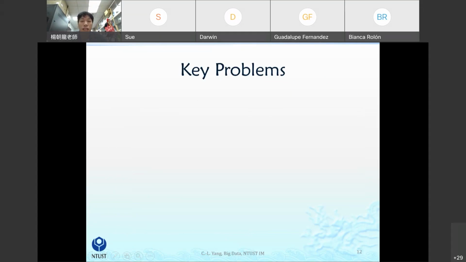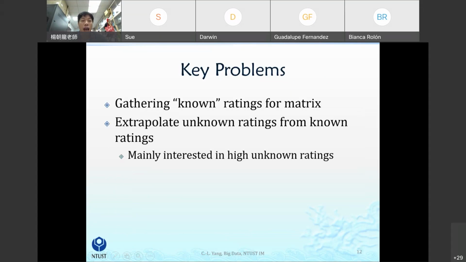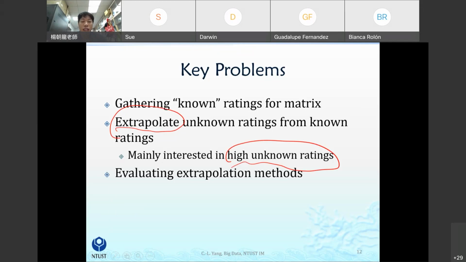So what are the key problems here? First, you want to get the unknown ratings for the matrix. The matrix is mostly empty, and you want to extrapolate the unknown ratings from the known ratings. That is why we need some data processing and data science to study this. Mainly we are interested in the high unknown ratings, and we want to evaluate the extrapolation method.